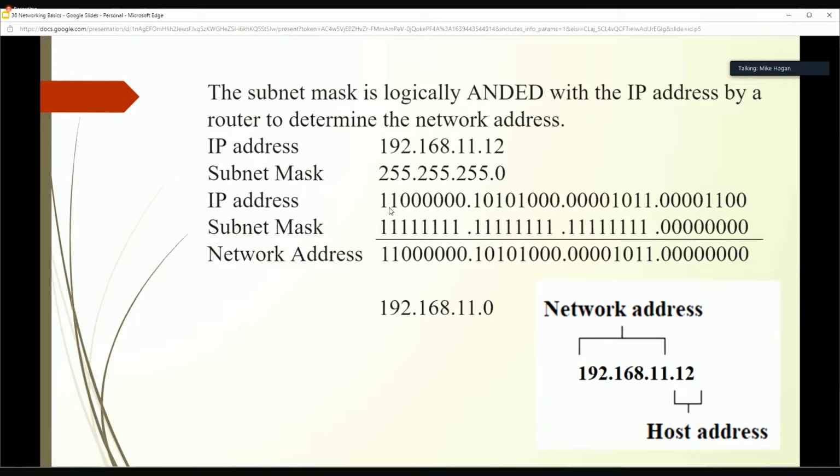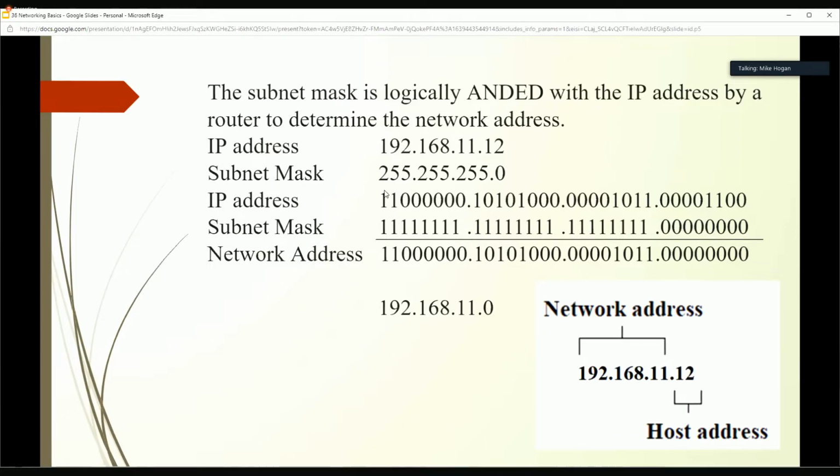So I'd add up, I get 128 plus 64, which is going to be my 192. So that's all we're doing: converting this decimal number, these 4 8-bit octets, into our binary equivalent, and then writing it in this 8-bit octet format. And so you can see this is 168, this is 11, and this is 12. And so that's our network address written in binary ones and zeros, 192.168.11.12.